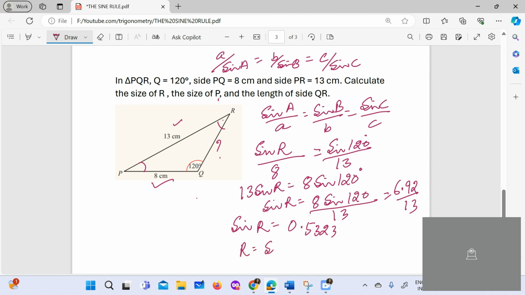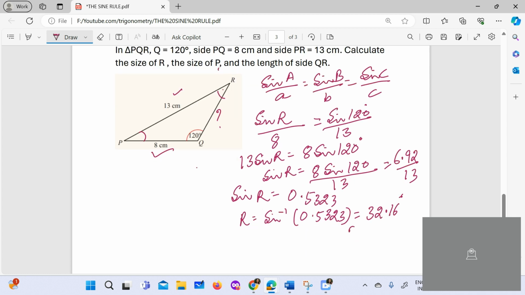And now we will find the value of R. R is equal to sine inverse 0.5323, and input in the calculator and you will get 32.16 degrees, which can be rounded to three significant figures as 32.2. Always the angles are given in one decimal place. So this is done.